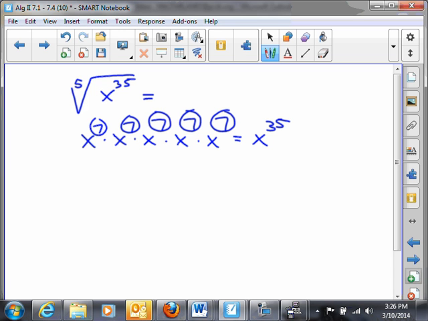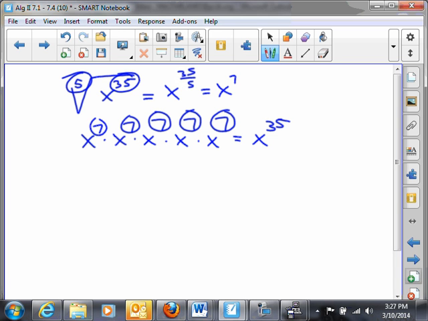So notice that when I have a power that I'm taking an nth root of, what ends up happening is that the power of the radicand ends up being divided by the index of the radical. So the 5th root of x to the 35th is x to the 35 over 5, or x to the 7th. So when you have a power and you're taking an nth root of it, you simply divide the index into the exponent.